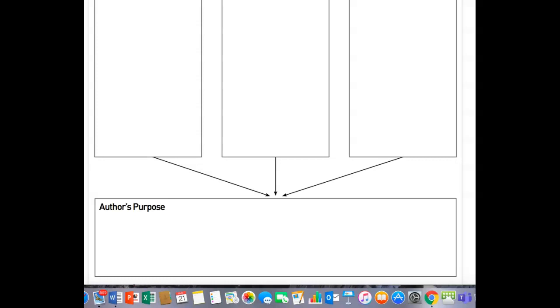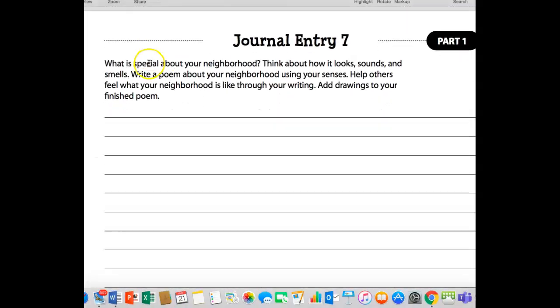It looks like it's page 25. Your writing assignment today is journal entry 7. It says, what is special about your neighborhood? Think about how it looks, sounds, and smells. Write a poem about your neighborhood using your senses. Help others feel what your neighborhood is like through your writing. Add drawings to your finished poem. That'll be fun to do. Think of your senses.